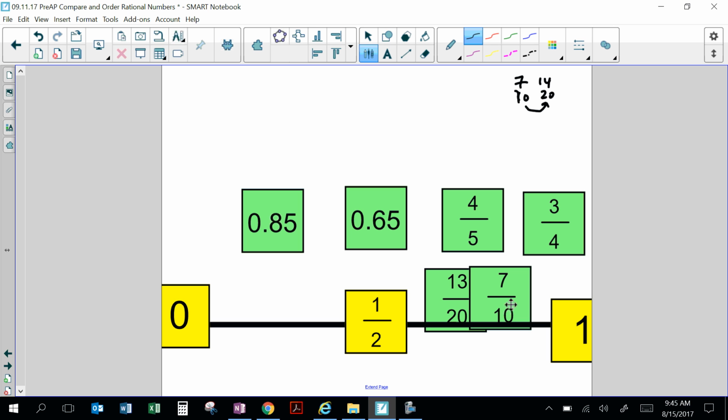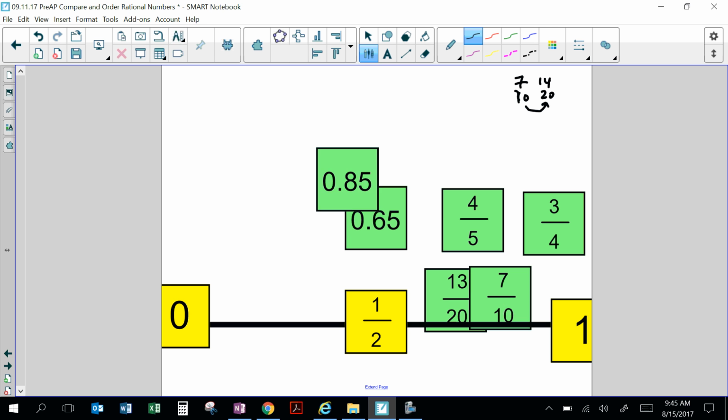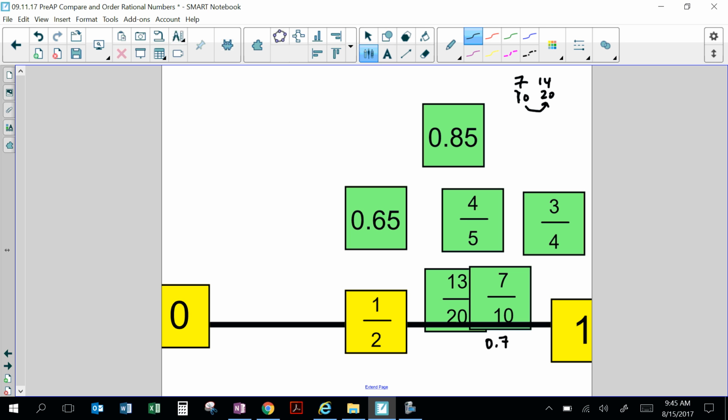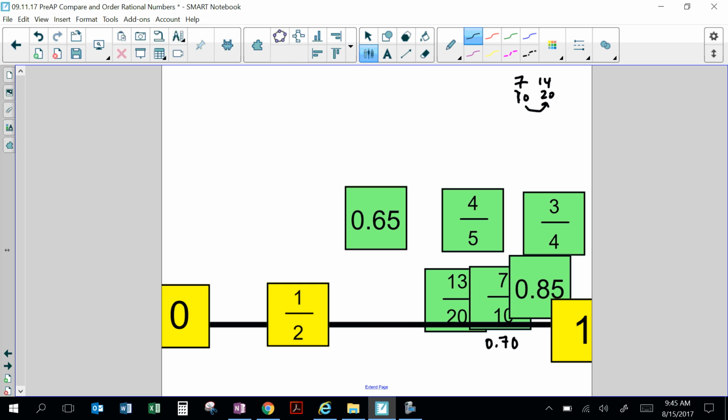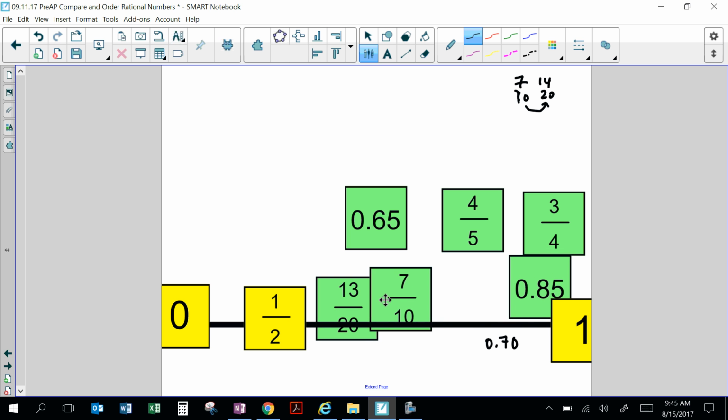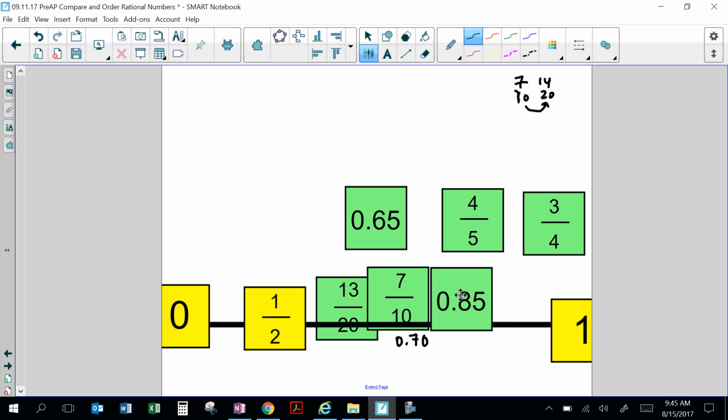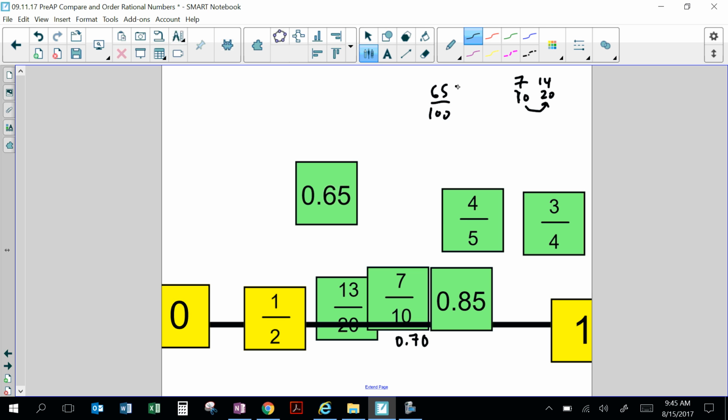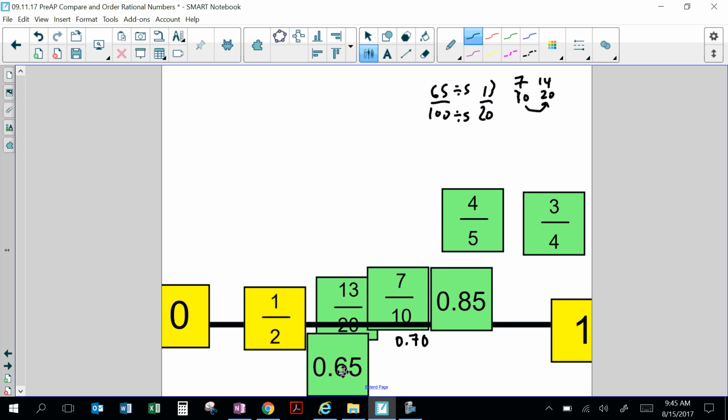Even if I try to estimate or draw it, it's going to be very hard to distinguish the difference between these two rational numbers. That's why sometimes it's good to use mathematics. 85/100. Well, 7/10 we know is this as a decimal. So we know 85 has to be a little more than that. I'm going to scoot this down a little because I just don't have any room here. 65 hundredths. If I simplify this, I divide both numbers by 5, and I get 13/20. Oh, 65/100 is equivalent to 13/20.